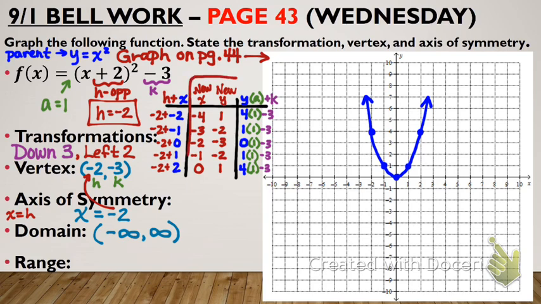These points right here are what I'm going to graph to get my transformed function. So negative 4, 1, right here. Negative 3, negative 2. Negative 2, negative 3. Negative 1, negative 2, and 0, 1. And then I trace it in.